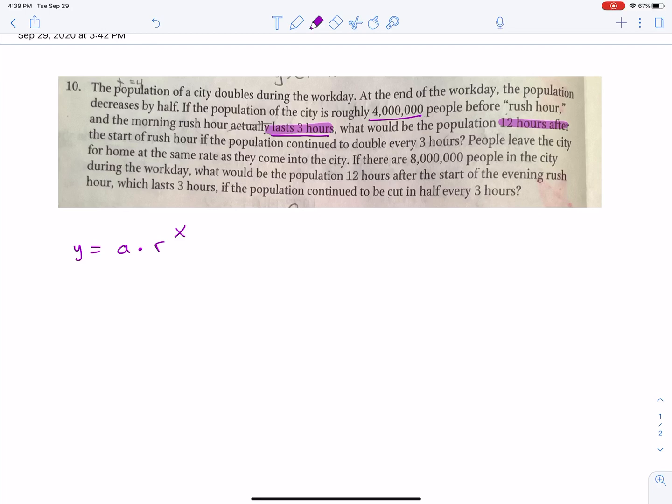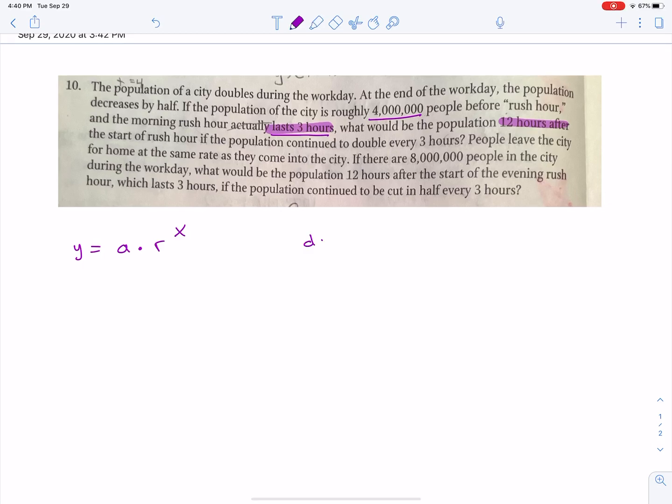Okay, so let's think about how many times. A couple of things we need to know: how many times are we going to double it? After 3 hours, it doubles once. So after 12 hours, the population is going to double 4 different times, once every 3 hours.